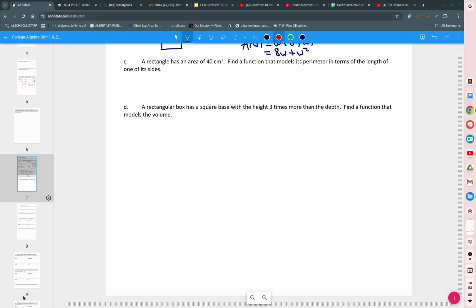I'll do another one for you, then you're going to practice one, and then we'll move on to our other two problems. A rectangle has an area of 40. Find a function that models its perimeter in terms of the length of one of its sides. Oh boy. It's a little bit different. It models the perimeter. What is the perimeter of a rectangle equal to? 2L plus 2W. Good. Now on this one, we're not given perimeter, we're given area. Turns out that the area is 40.